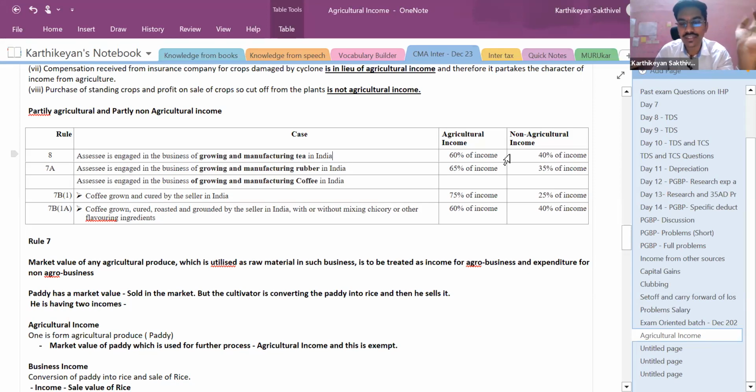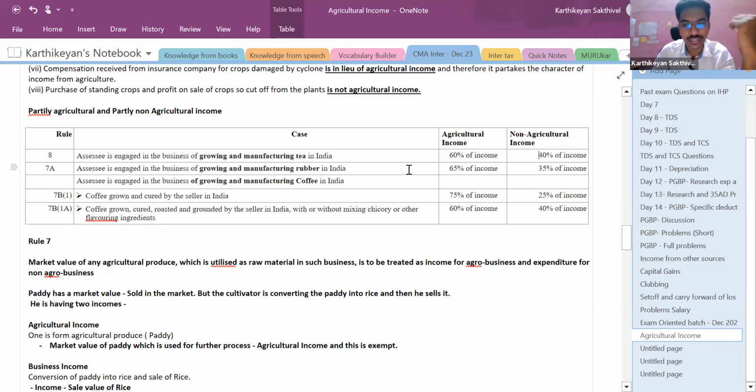So now if he is going to manufacture tea and if he is going to sell it, 60% of its income is to be treated as agricultural income. So if I sell for 100 rupees, then 60% is agricultural income, take it out, exempt. 40% alone is non-agricultural income, and the 40% of that is 40 rupees, and against the 40 rupees, whatever expense I'm incurring, I can claim it as an expenditure.